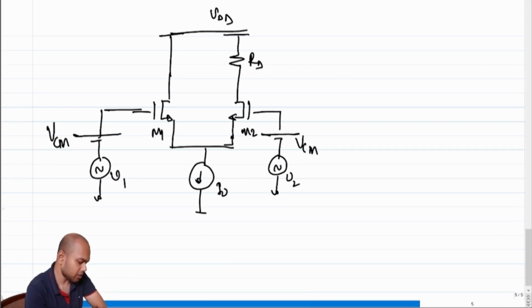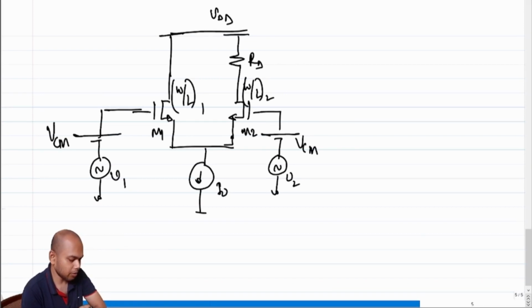Fine. Now what about the sizes of M1 and M2, right? We kind of sneakily assumed that both the sizes are identical, but they also need not be identical. I mean, free country, you can decide to choose W by L of M1 and M2 to be different. Yes, indeed you can. So if that is the case, what's going to happen? Intuitively, what do you think is going to happen? If W by L1 is more than W by L2, then M1 is stronger than M2.